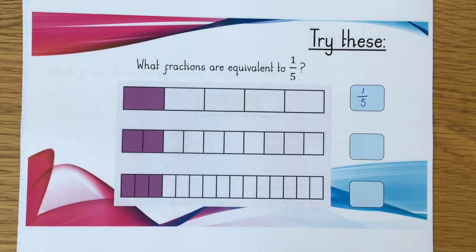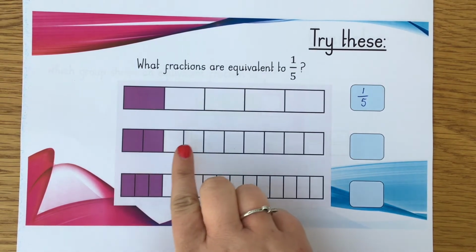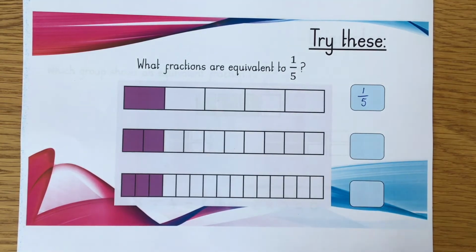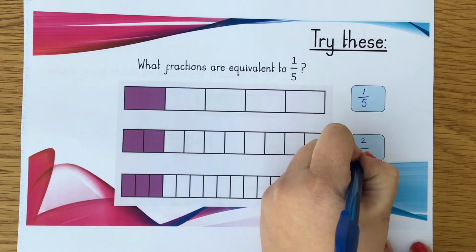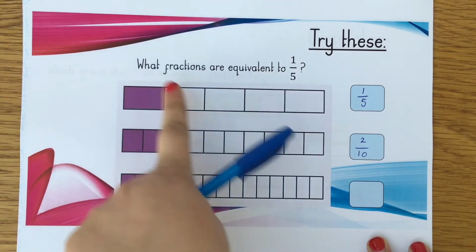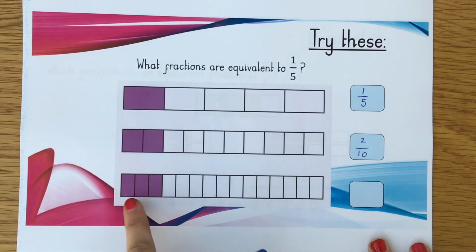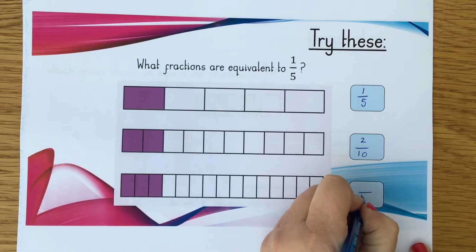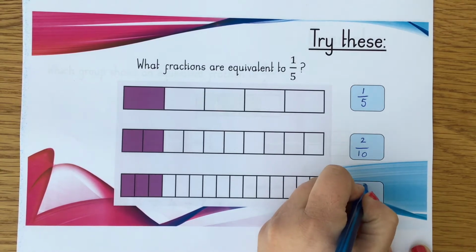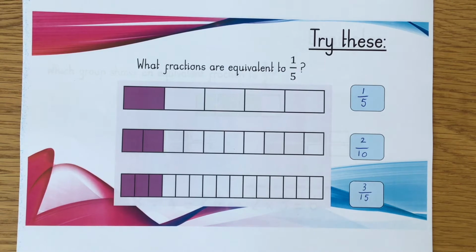Fractions equivalent to 1/5. Let's have a look. 10 parts in total, 2 are shaded. So the fraction is going to be 2/10. So 2/10 is equivalent to 1/5, and we can see that in this diagram here. And finally, let's count the last one. Oh, I've got 15 parts altogether, and we call those 15ths. 3 of them are shaded, so 3/15 is equivalent to 2/10 and 1/5.